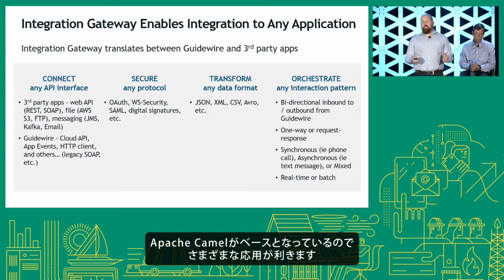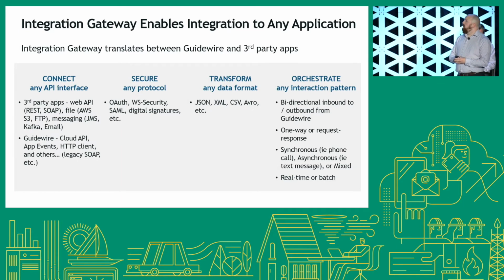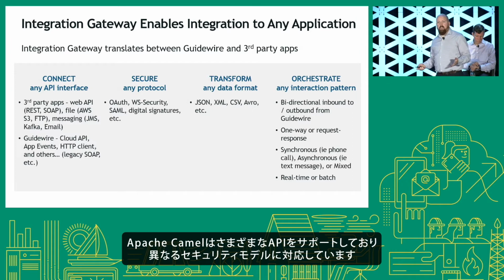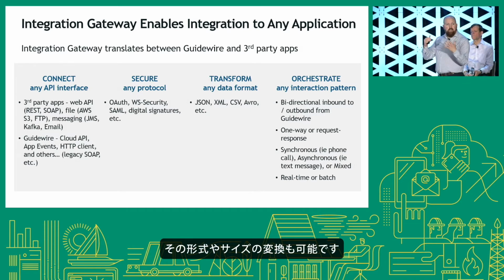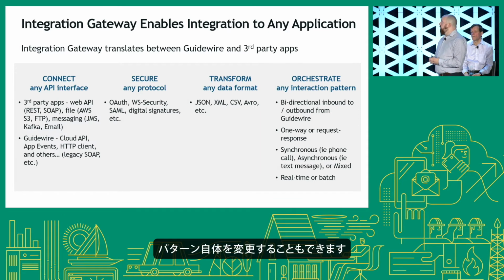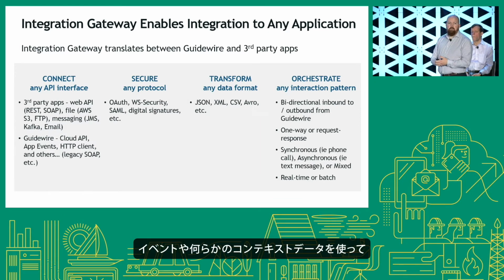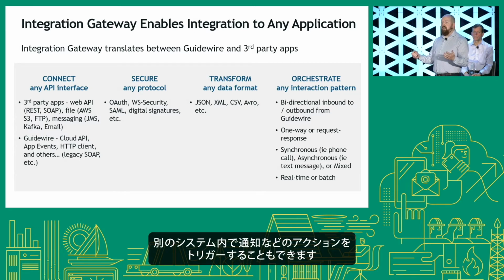Being built on Apache Camel, there's a wide variety of possibility here. It supports many different kinds of APIs, uses different security models. You can do transformations, maybe data format to data format, or even in shape and size. You can also change the pattern itself. Maybe you use the event and some contextual data to trigger a notification or some other happening in another system.